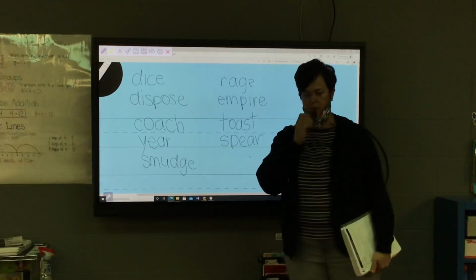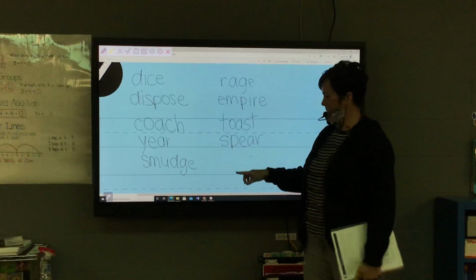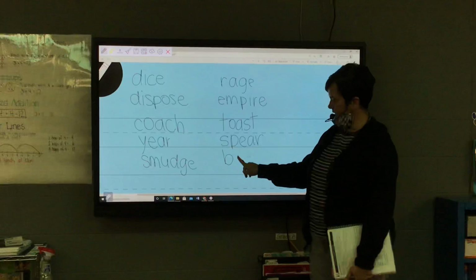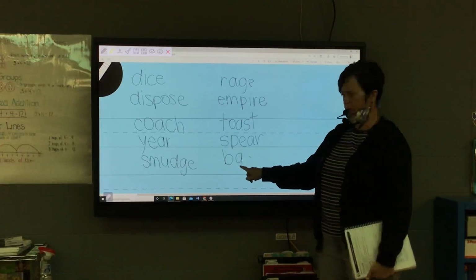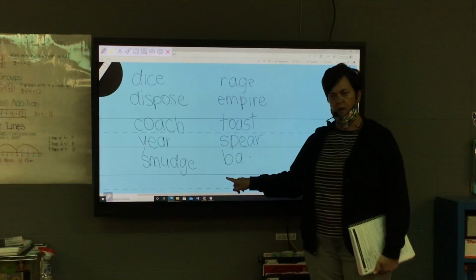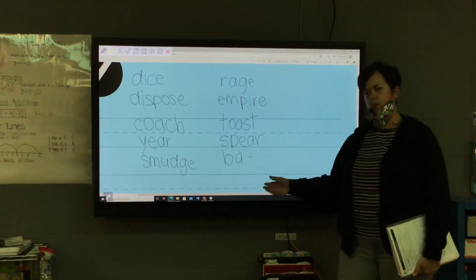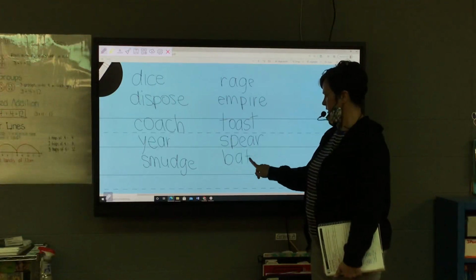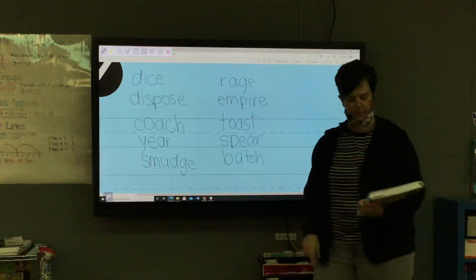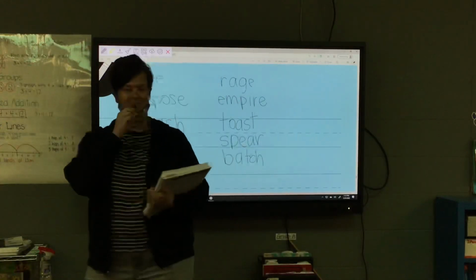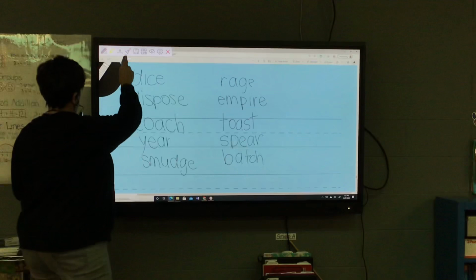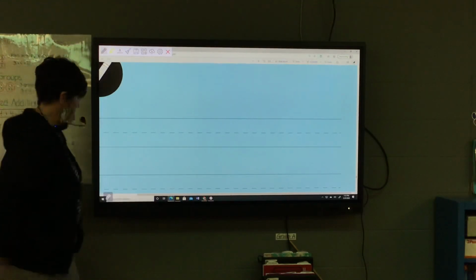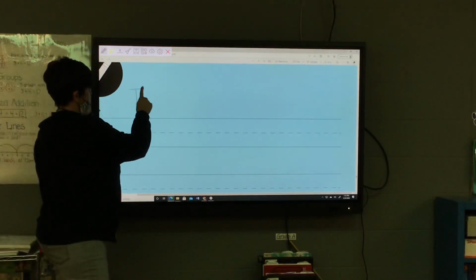And then our last word that we did was batch. I have to make sure that my B is really a B. And then it says a. What do we notice about that A? It's a short vowel. So what about the ch after that short vowel? TCH. Okay, our one sentence that we wrote, I'm going to clear that, was the spear fell near the hedge.